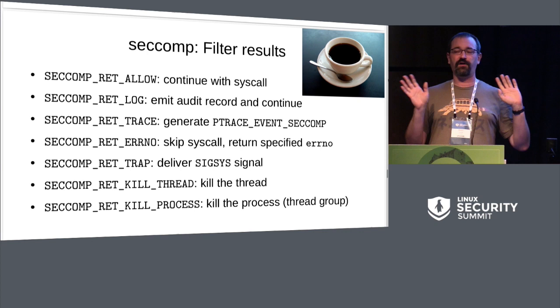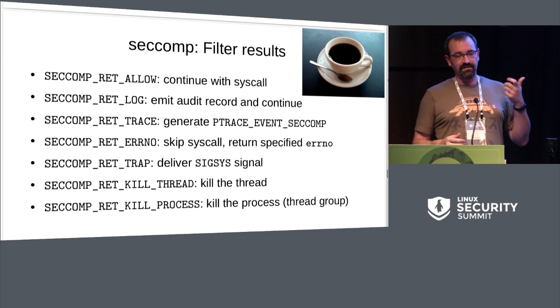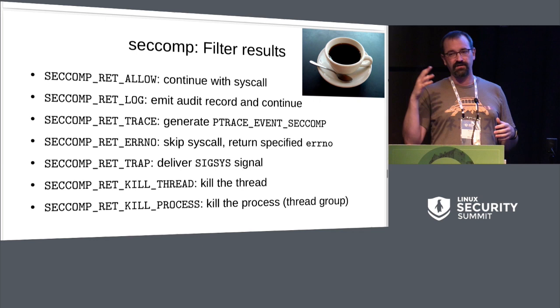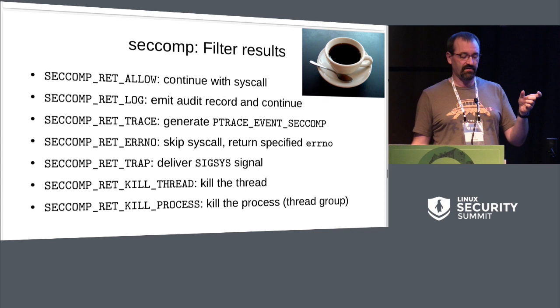A trap actually delivers a catchable SIGSYS signal, if you want the program to deal with it in some way. If you say kill thread, it'll kill that specific thread of execution. If you say kill process, it'll take out the entire thread group.